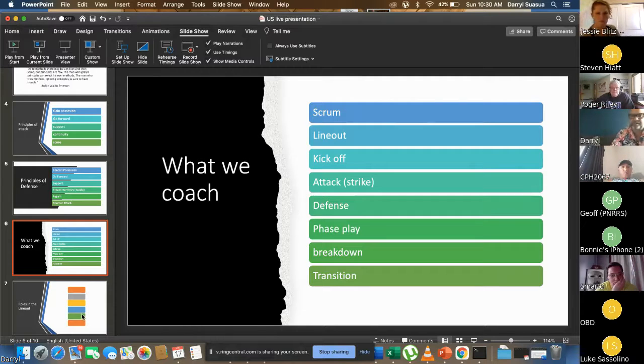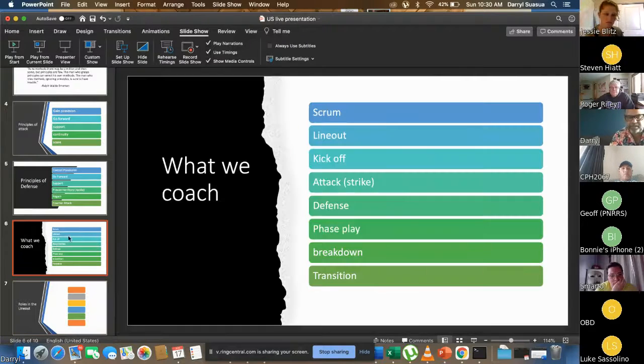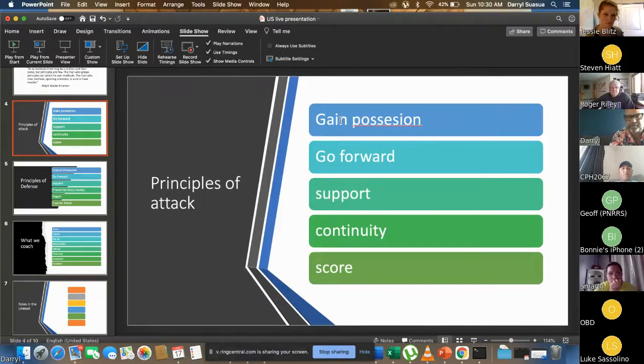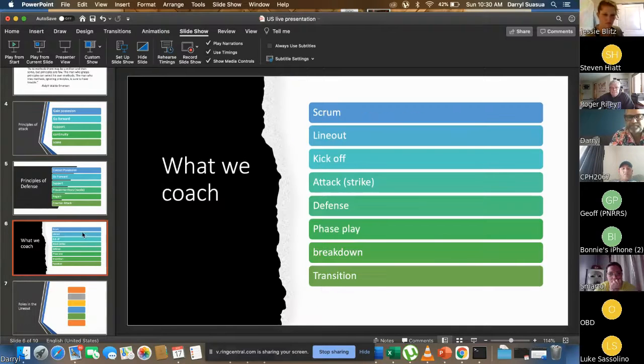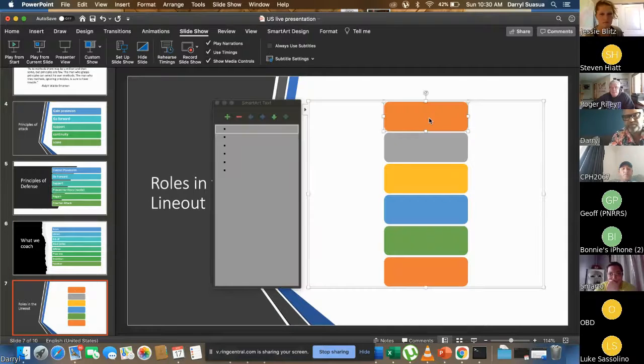Okay, the next thing, if we're going to break this down even further, if I was looking at the line out, let's say we started off with the principle. We're gaining possession. The part of gaining possession we want to coach is the line out. We break that down even further. So we look at each of the roles in the line out. I'm just going to quickly put this in here. If anybody disagrees with me, just yell out.